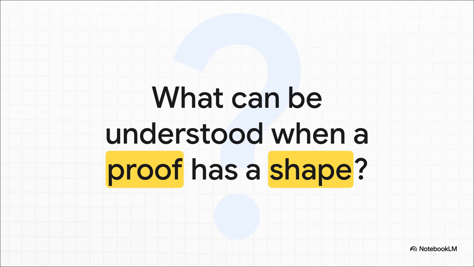And this leaves us right on the edge of a new intellectual continent. A proof is no longer just a sequence of steps. It's a tangible object with its own unique geometry. And that leads to the ultimate question for the future of mathematics. What else can we understand once we see that a proof has a shape?